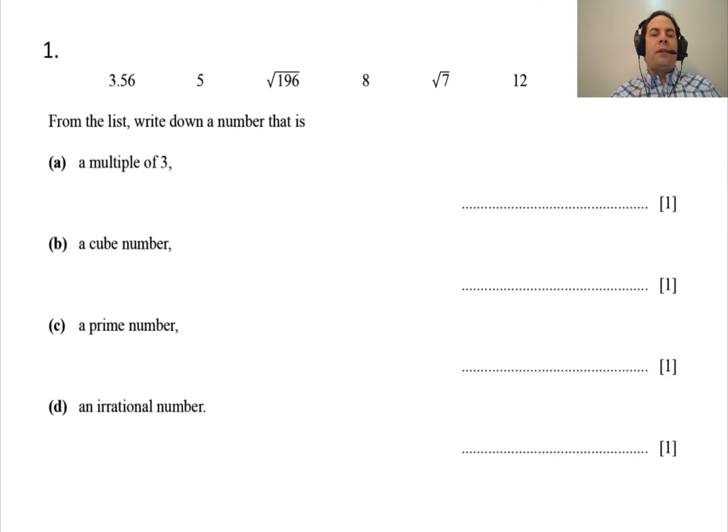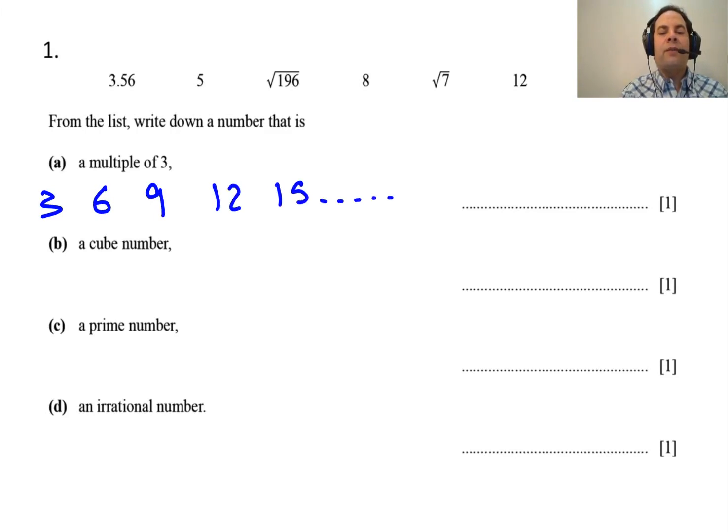We are given 6 numbers. From the list, write down a number that is a multiple of 3. How can I find multiples of 3? To get multiples of 3, multiply 3 by the whole numbers starting from 1. 1 multiplied by 3, 2 multiplied by 3, 3 multiplied by 3, 4 multiplied by 3, 5 multiplied by 3, and so on. So, from the list, which one of these represents a multiple of 3? The answer is 12.